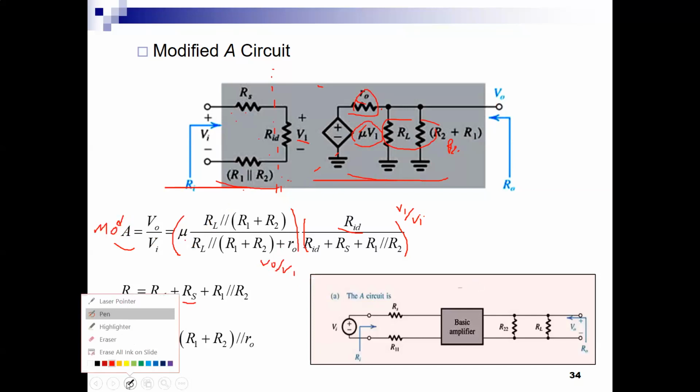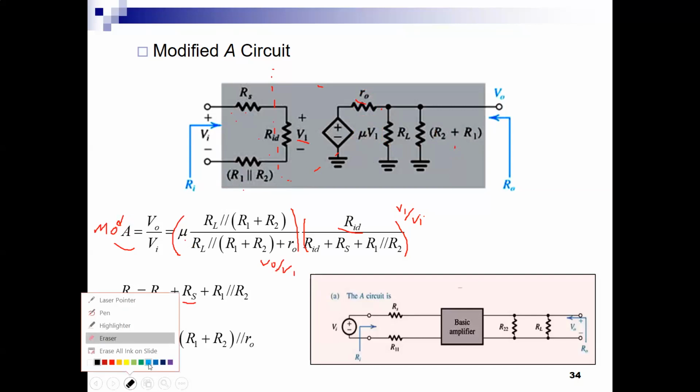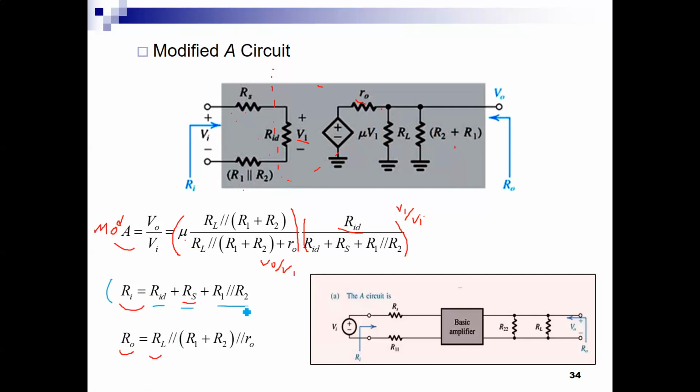This circuit gave us RI and RO. Okay. So to find my RI, the input resistance, what I have to do is look from VI. It's simple. I have a loop of 3 resistors in series. So it's equal to RID plus RS plus R1 parallel R2.